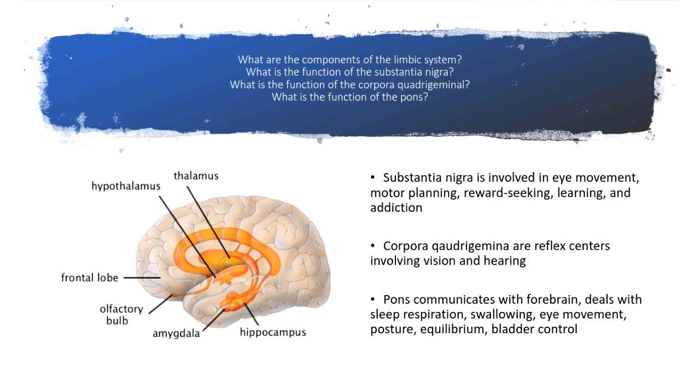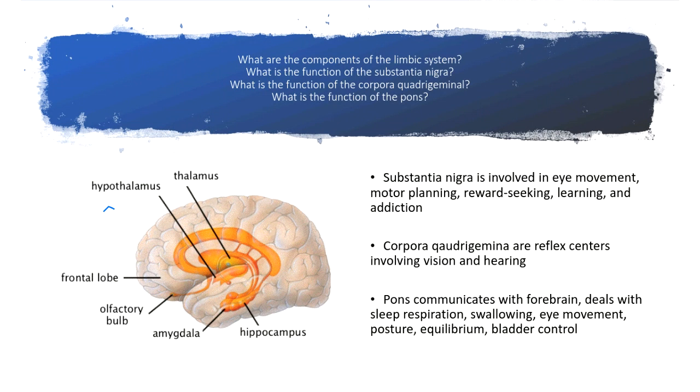Okay, so the limbic system. All you see right here is part of the limbic system: the hippocampus, the amygdala, the hypothalamus, the thalamus, the olfactory bulb. And one part of it, there is a structure not labeled here. It's called the substantia nigra. Okay, and this is involved in eye movement, motor planning, reward seeking, learning, and addiction.